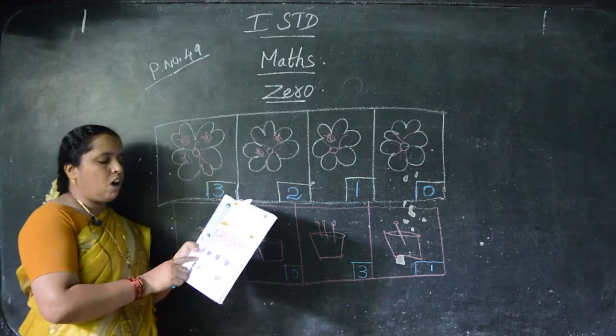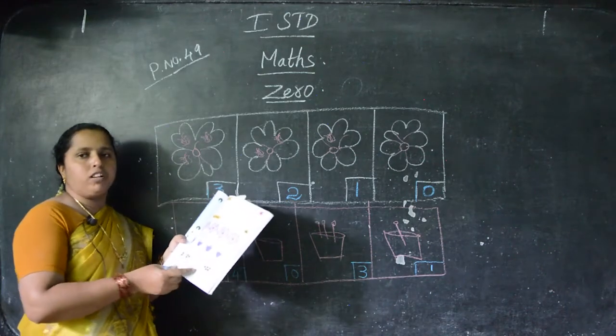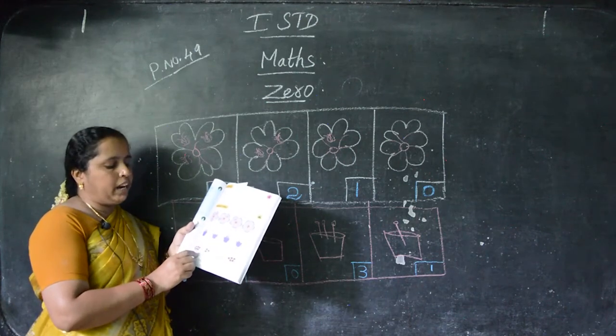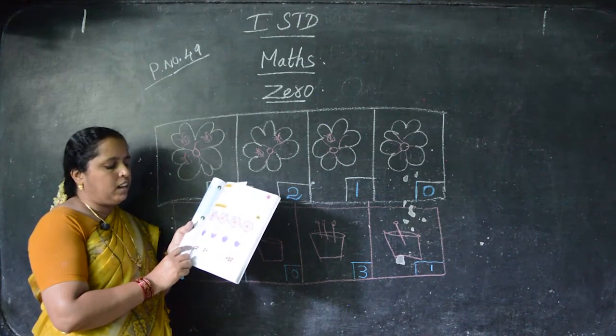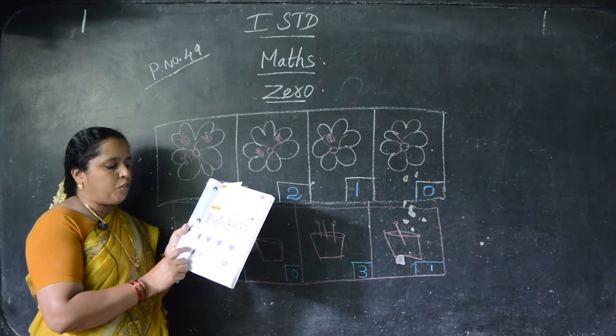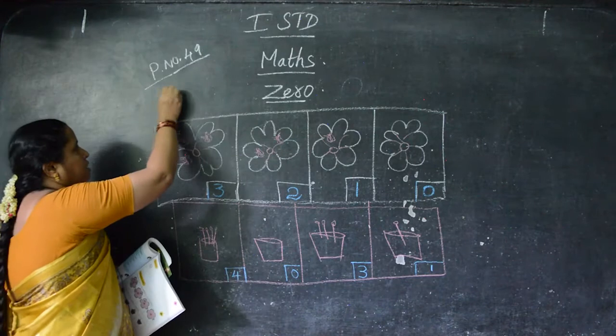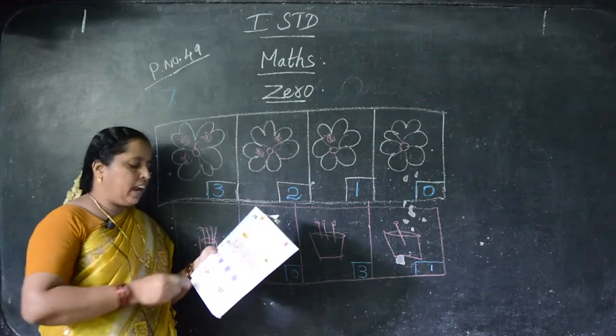Like that, here it says count and write the number of tomatoes. Here they are given the tomatoes in a plate. See, in the first plate, how many tomatoes are there? 1, 2, 3, 4, 5, 6, 7. So in the first box you should write 7.